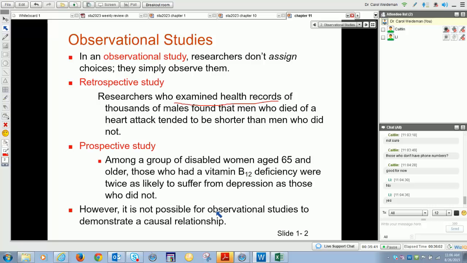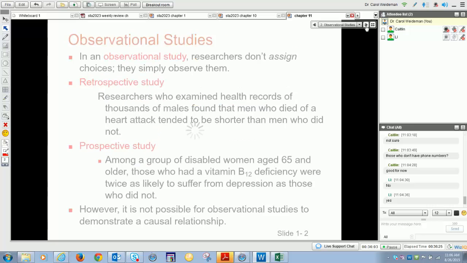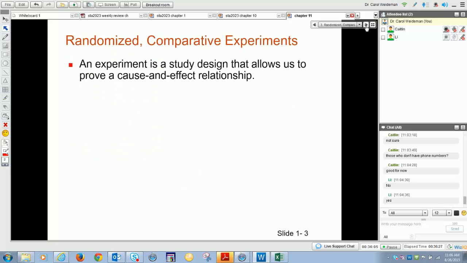It's not possible for observational studies to prove cause and effect. We can only say there's a relationship that we observe, but we can't say that one thing causes the other. So in other words, because men are short, that's going to cause them to have a heart attack. Doesn't make any sense. Because these women had a vitamin B12 deficiency, it caused them to have more depression. We can't use that. We have to do an experiment to show cause and effect.